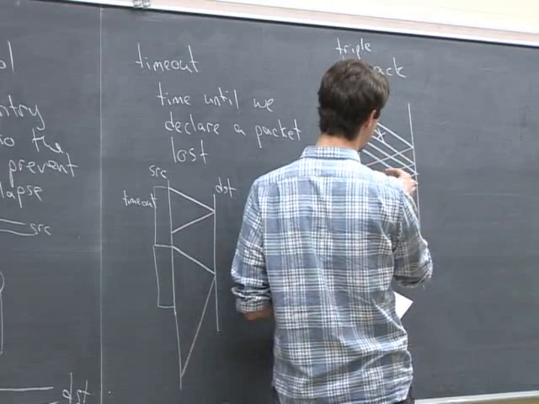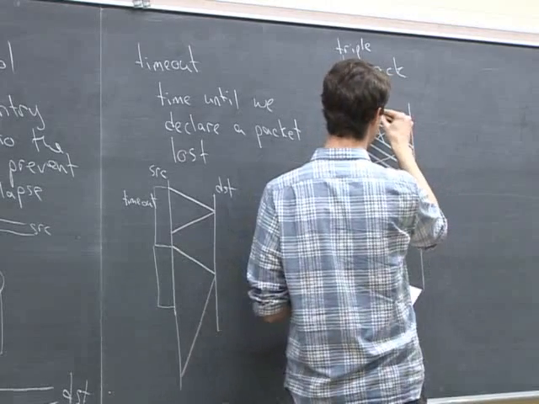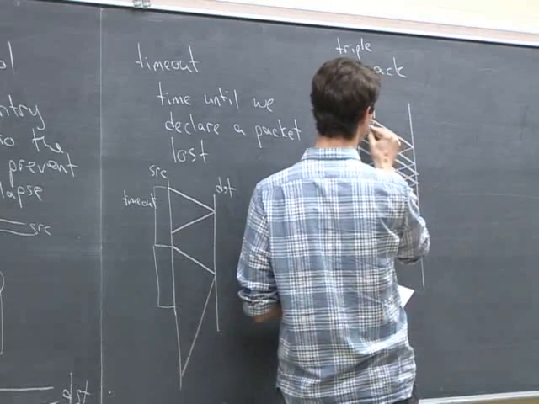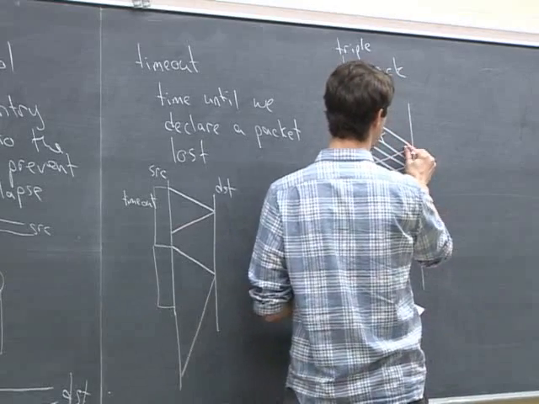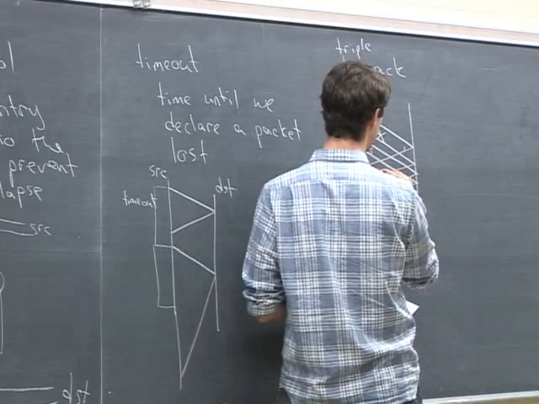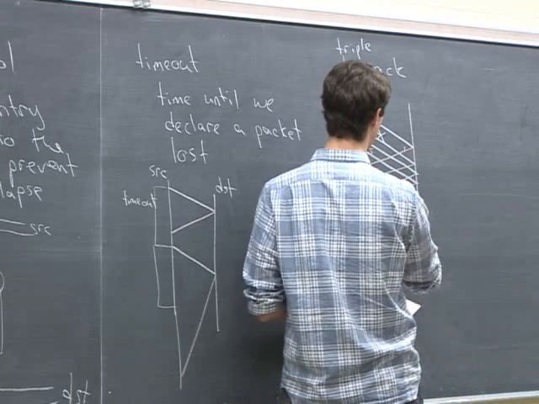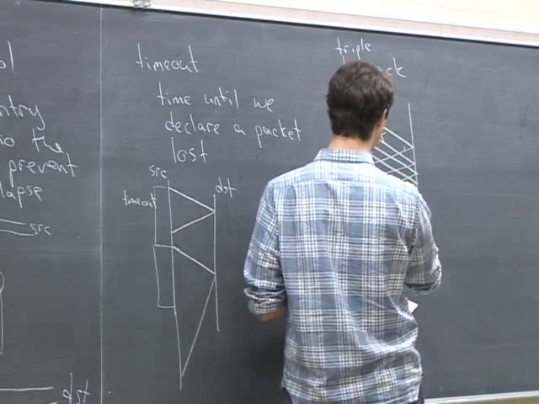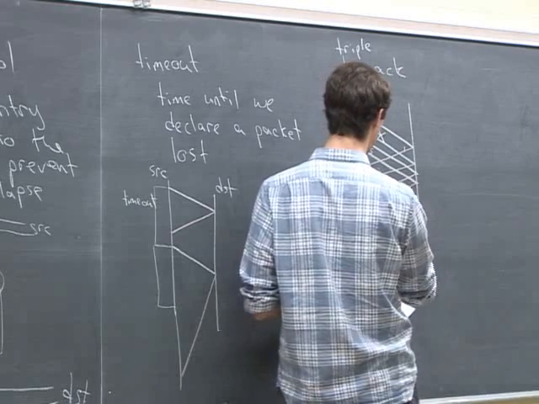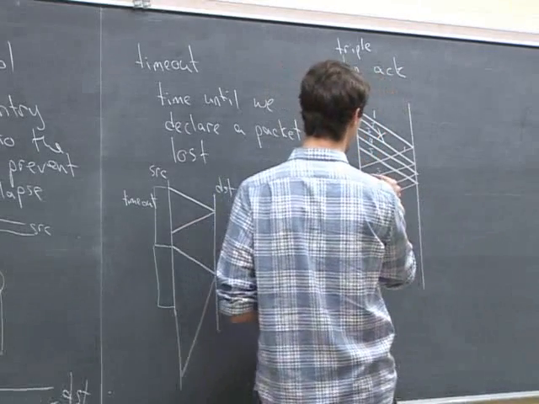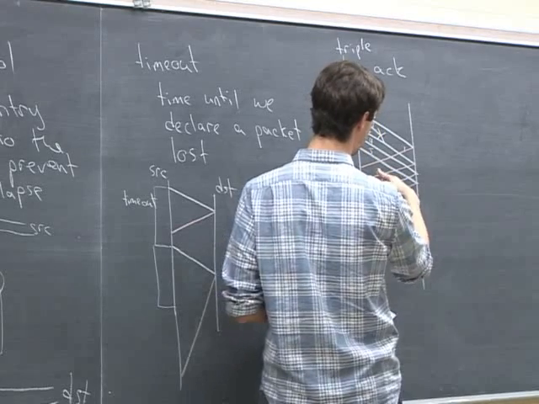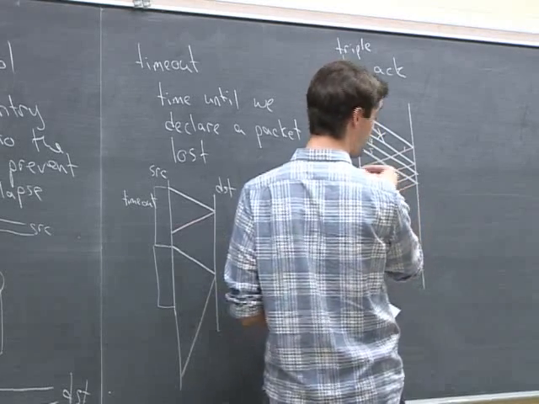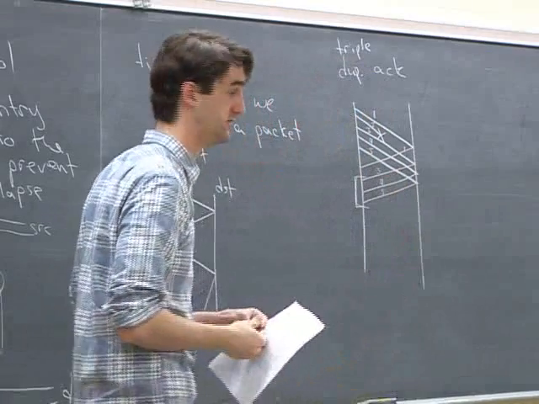And we see that these acknowledgments came out of order. This was packet 1, 2, 3, 4, 5. So we got the acknowledgement for packet 1, then the acknowledgement for packet 3, 4, and 5. So here, this is the triple duplicate ACK, all right? Because we received the acknowledgements for packet 3, 4, and 5 before we received the acknowledgement for packet 2, all right?